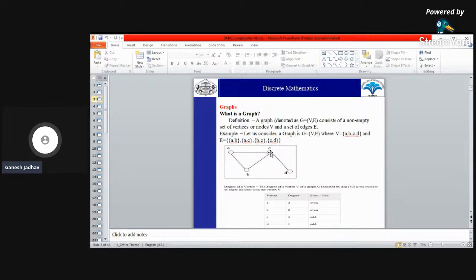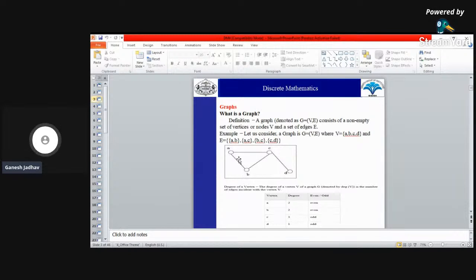What is the degree of vertex C? The edges are AC, BC, and DC. So this is 3 edges, and the degree is equal to 3, because three lines come from C. So the degree of vertex C is 3. This is an odd vertex.